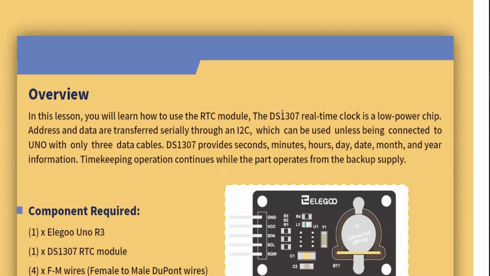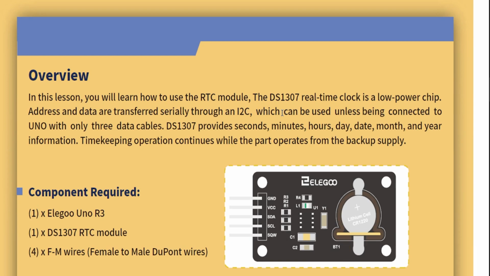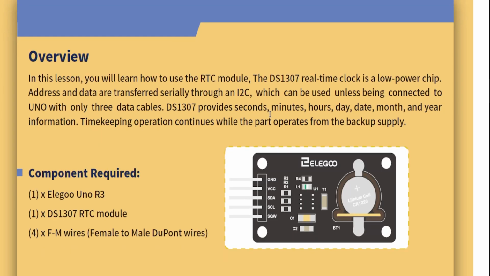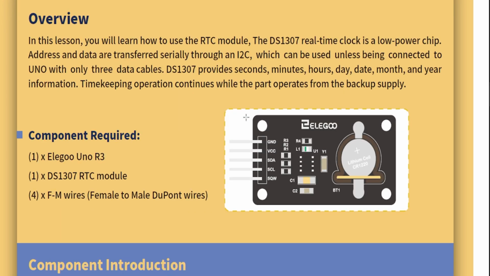Lesson 18. In this lesson you will learn how to use the RTC module, so the real-time clock module. Okay, I've seen this in the kit with the battery. It's like a watch basically. The DS1307 real-time clock is a low-power chip. Address and data are transferred serially through an I2C, which can be used unless being connected to Uno with only three. I didn't understand that. Okay, DS1307 provides seconds, minutes, hours, day, date, month, and year information. Timekeeping operation continues while the part operates from the backup supply.